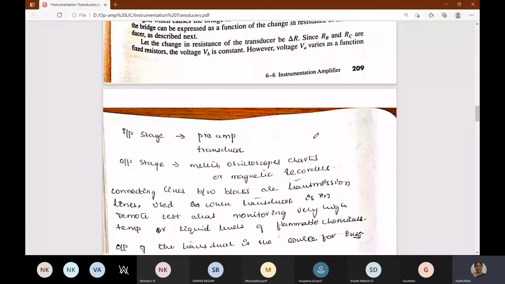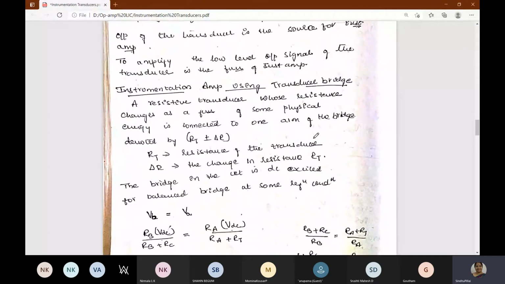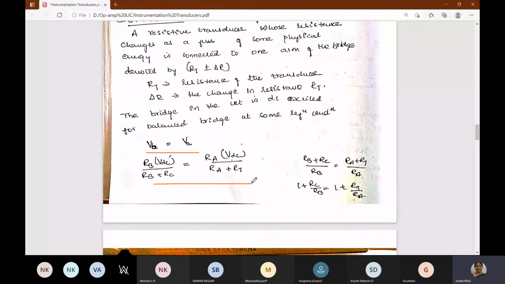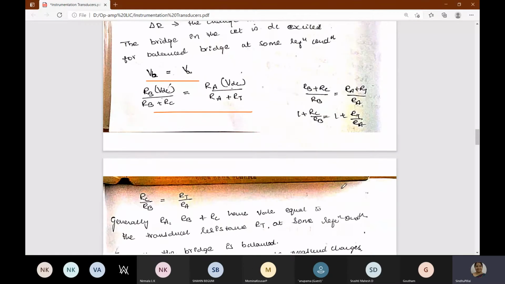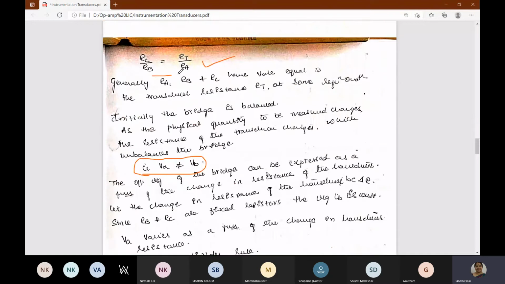Instrumentation amplifier using transducer bridge. The same thing that I've explained is written here. VB is equal to VA, that condition is written here, main voltage into RB. Next, take the reciprocal of it on both sides, just the inverse. So it becomes RB plus RC by RB is equal to RA plus RT by RA. Just split it: RB by RB is 1, so it is 1 plus RC by RB and 1 plus RT by RA. The 1 gets cancelled, and the equation will be RC by RB is equal to RT by RA. This is the equation that they have written directly there.